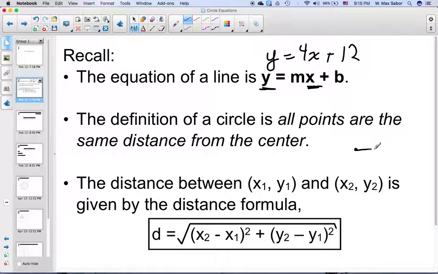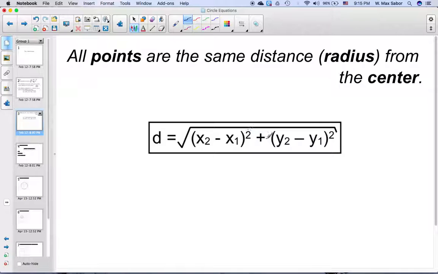The definition of a circle is all points are the same distance from the center. So we have a center, and all the points are that same distance away from the center. And lastly, the distance between two points, x1, y1, and x2, y2, is given by the distance formula: distance equals the square root of x2 minus x1 squared plus y2 minus y1 squared. We need to know these in order to find our circle equation.